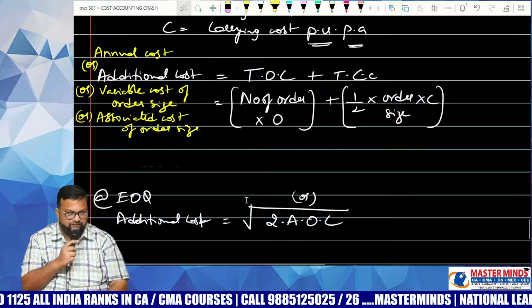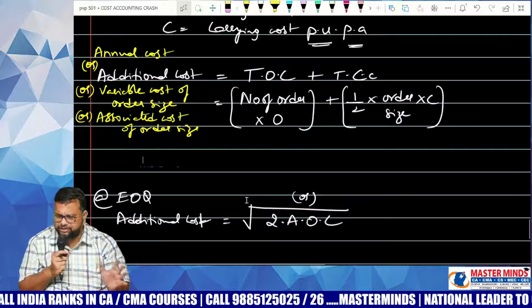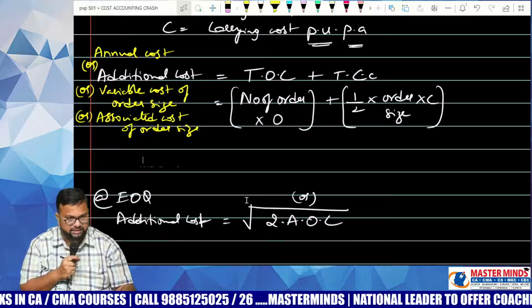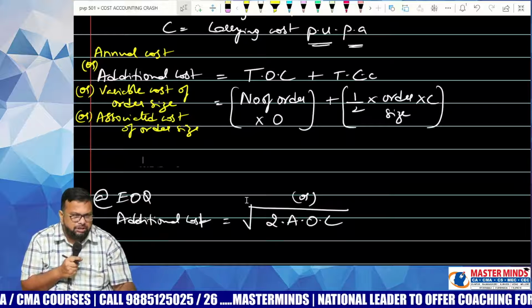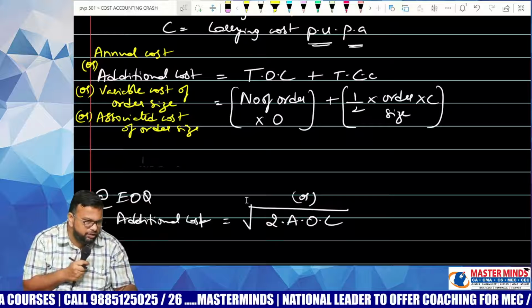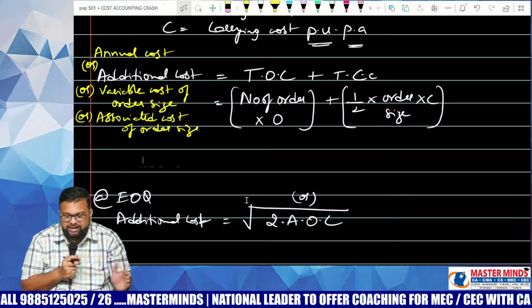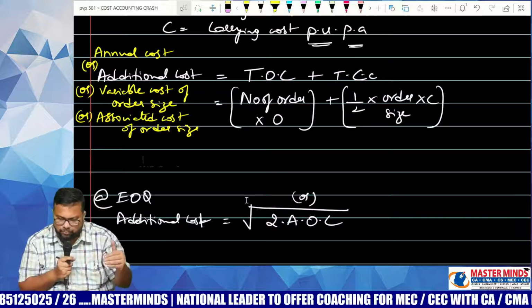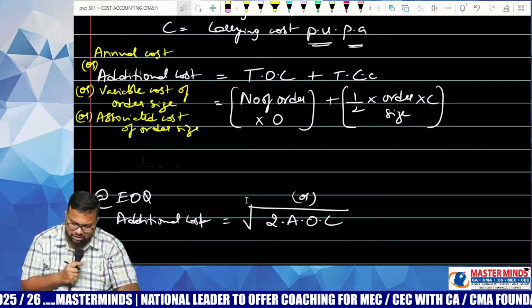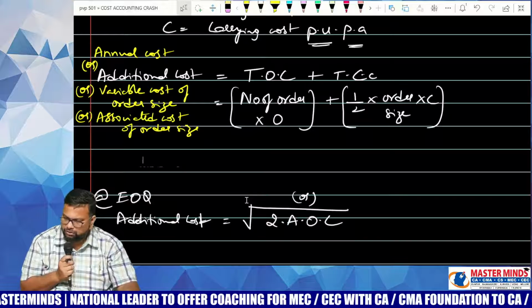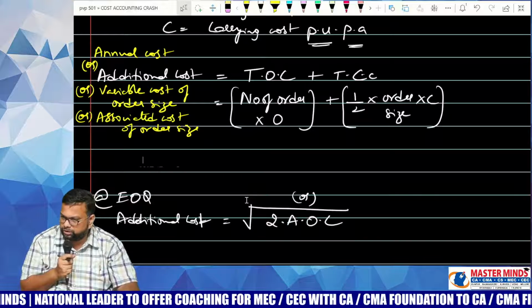So you can call it with different names, Nana. Three are sufficient: annual cost, additional cost, variable cost of order size. Associated means related cost. TOC and TCC both are related to order size. Yes, they may not be directly related, or one is directly related and the other inversely, but both are related to order size. So at EOQ, the additional cost formula is root of 2 into A into O into C.